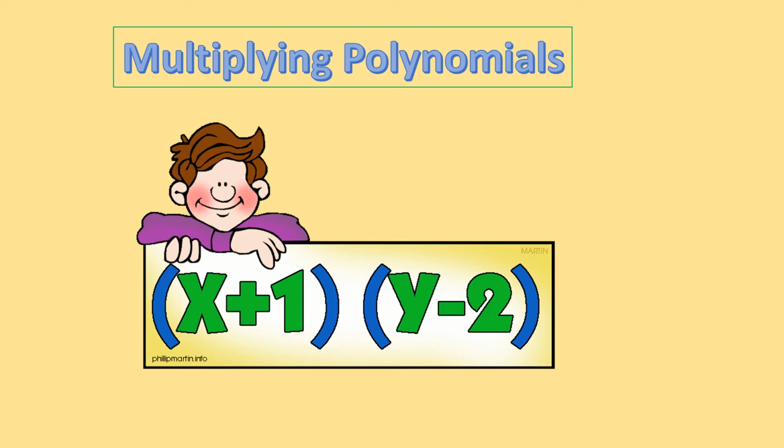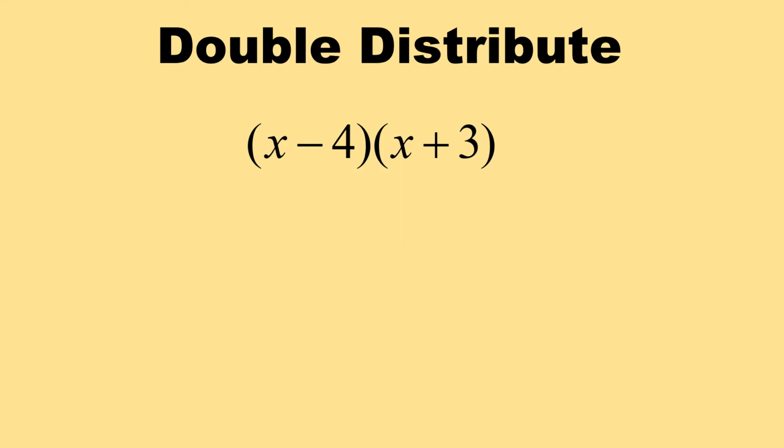All right, this video is about multiplying polynomials. One way you can multiply polynomials is what's called double distributing. Here we have two binomials. They are two linear binomials, and they are multiplied together. Notice there's no addition or subtraction in between the parentheses, so they are multiplied together.